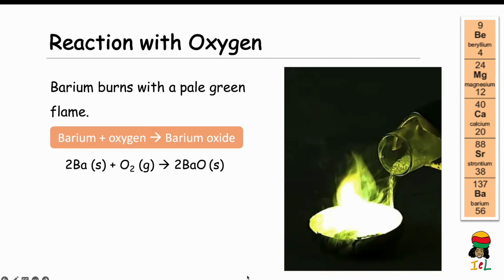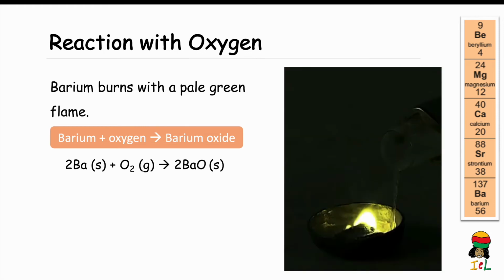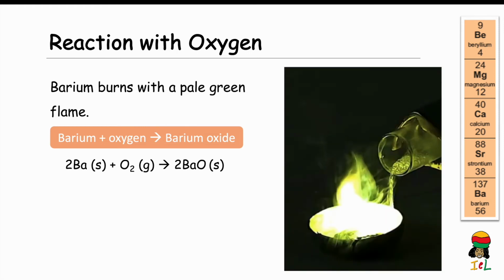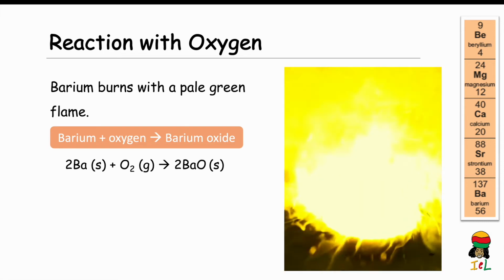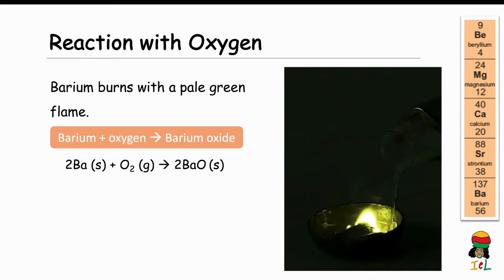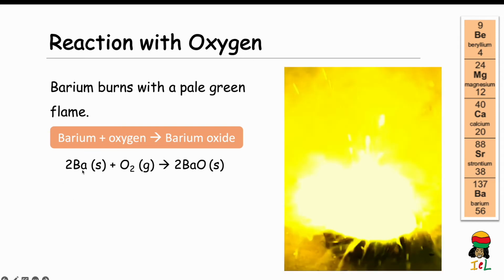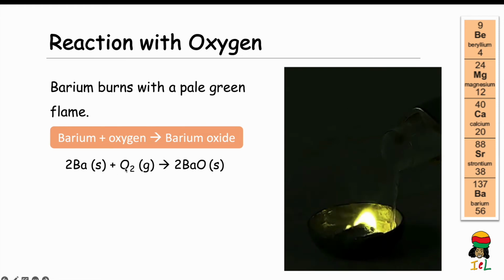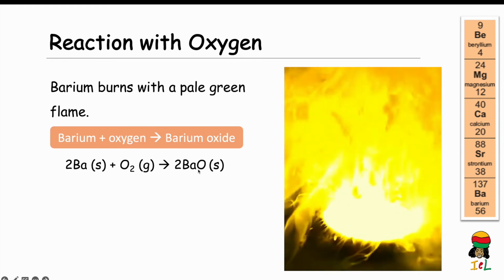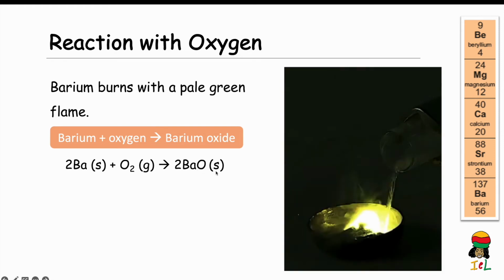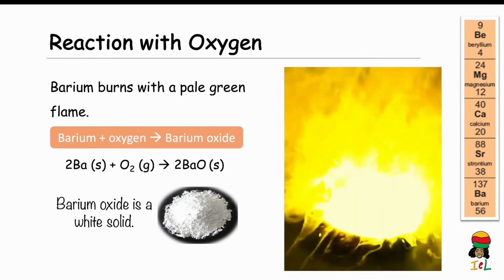Barium burns with a pale green flame, slowly at first, and then it bursts violently into a white flame, as we can see in our looping video. Barium plus oxygen produces barium oxide as the only product. The chemical equation for this reaction: barium, Ba, in a solid state reacts with oxygen, O2, in the gaseous state to produce barium oxide, BaO, in the solid state. Barium oxide is a white solid.